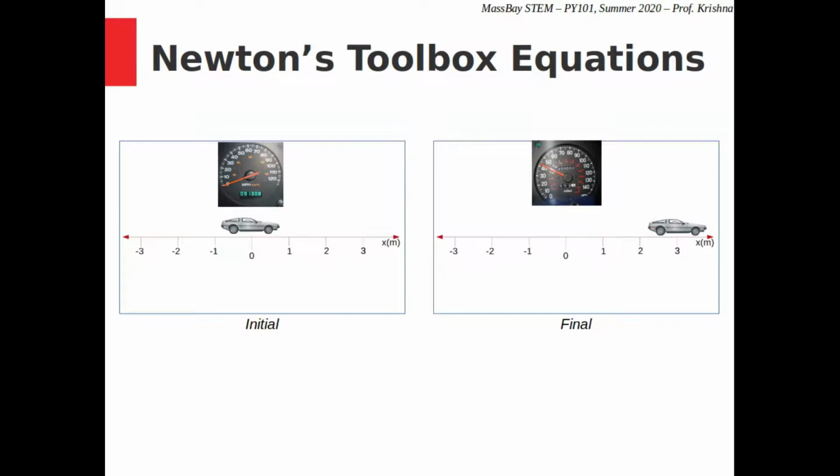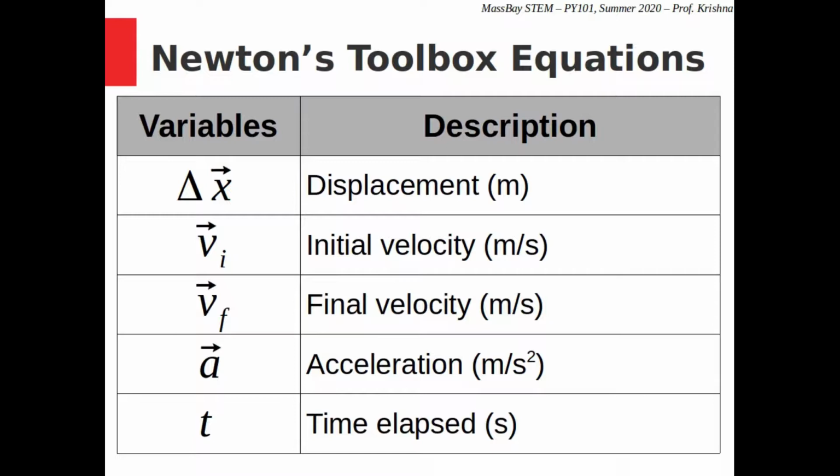Say we have an object like a car that is accelerating. If you take two photos of it at two different points in time, you'll see it has physically moved and its velocity has changed. We can therefore talk about several quantities relevant to the car: its displacement, its initial and final velocities, its acceleration, and the time that elapsed between the photos.